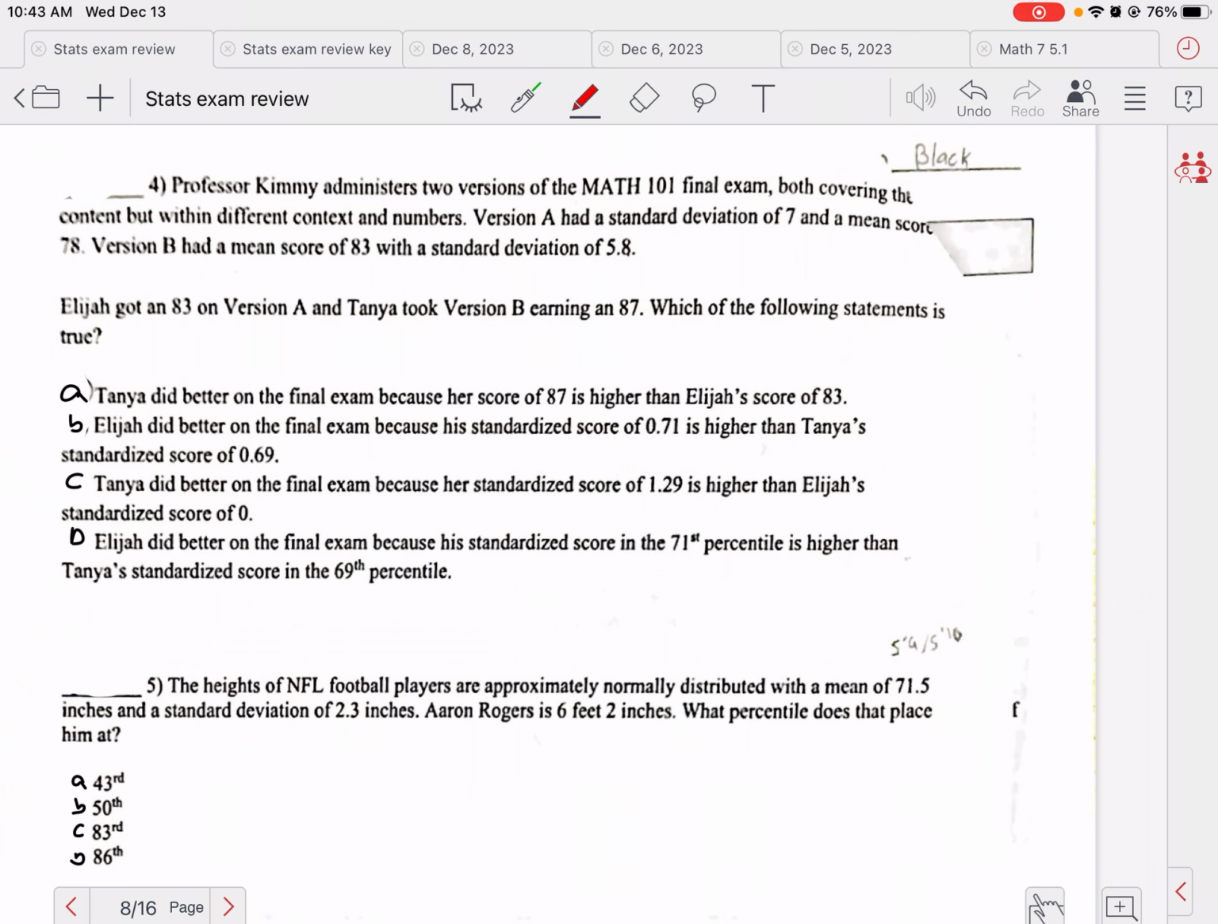All right, so we're administering an exam. Version A has a standard deviation of 7 and a mean of 78. Version B has a mean score of 83 and a standard deviation of 8.5. Elijah earns an 83 on version A and an 87 on version B. Which of the following statements is true? Okay, so we're looking at two different things here, so we need to make them into the same language, so we're going to put them both as a z-score.